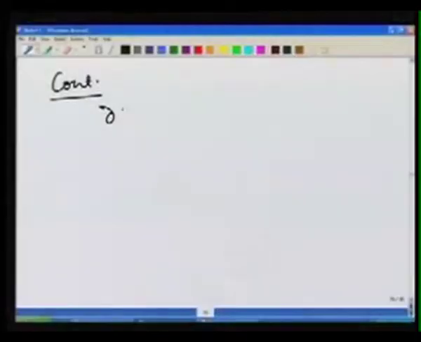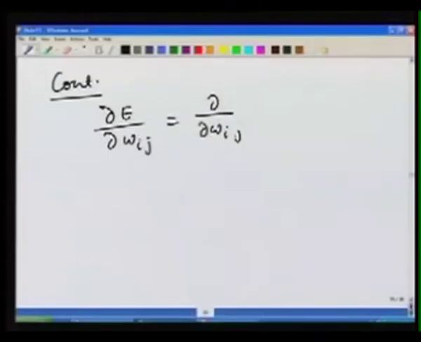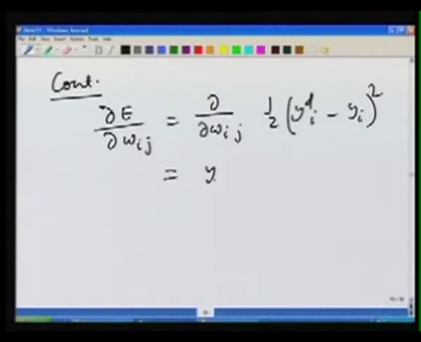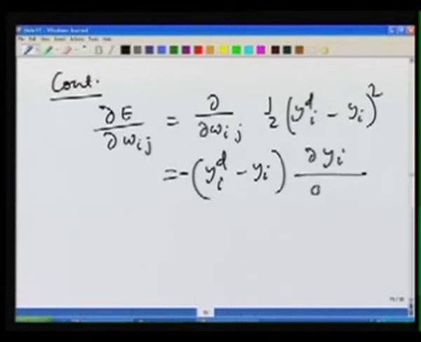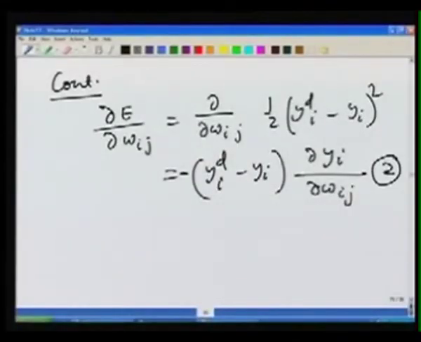So, del E by del Wij we found out to be del by del Wij half y d I minus y I square. So, thus obviously you can check it, y I d minus y I into here minus del y by del w I j. Hopefully, you are now clear with this expression. This is, I can say, equation number 2.